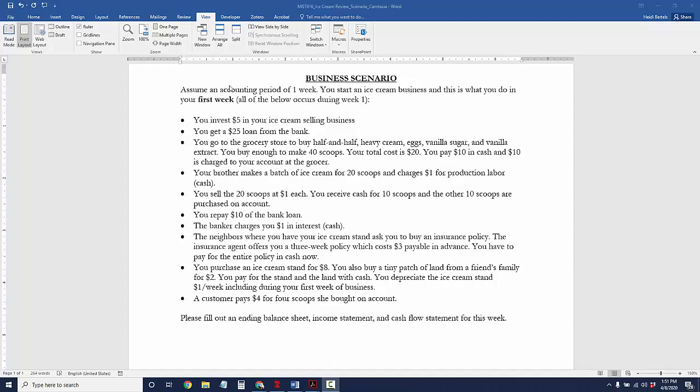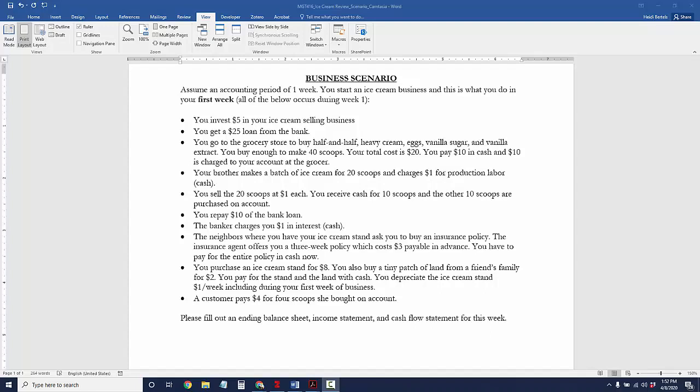Okay, so here you can see the scenario for our ice cream business, and we're also going to assume an accounting period of 1 week. During today's lecture, we are going to walk through the scenario line by line and determine how each individual transaction affects the income statement, the balance sheet, and the cash flow statement.